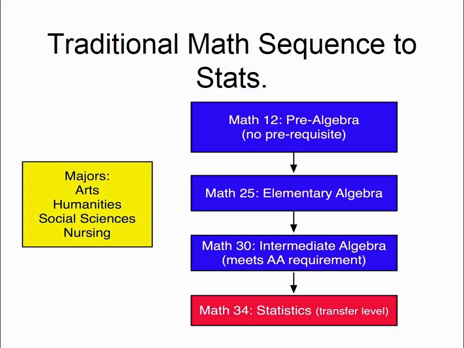This slide covers the traditional math sequence to stats. Most students assess in Math 12 for a refresher. Then the following semesters they take the next level of algebra. Then most students will be done with stats in their fourth semester.